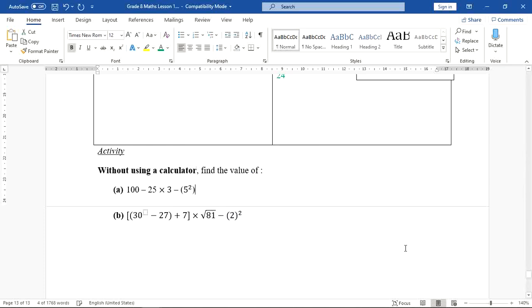You take your picture and share it with me on WhatsApp so I can confirm whether your answers are correct or you need to do some correction.